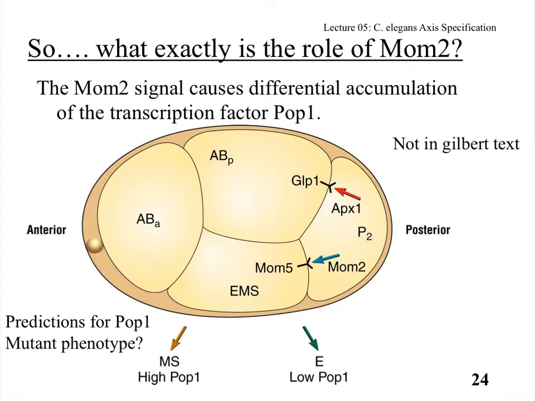And now we've got some more details. So here we have the MOM2 label. As it turns out, MOM2 needs to be produced by the P2 cell, and it's actually a ligand. So MOM2, the gene, encodes a ligand. And I'm just going to draw it like that. And that MOM2 ligand binds to a receptor that's called MOM5.